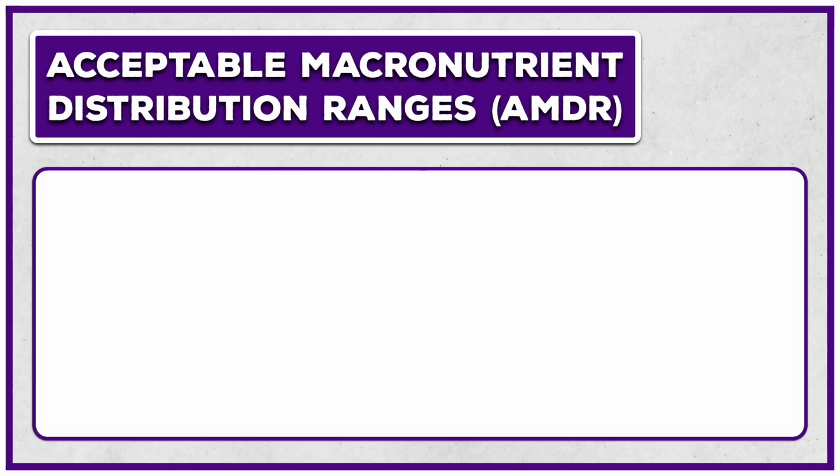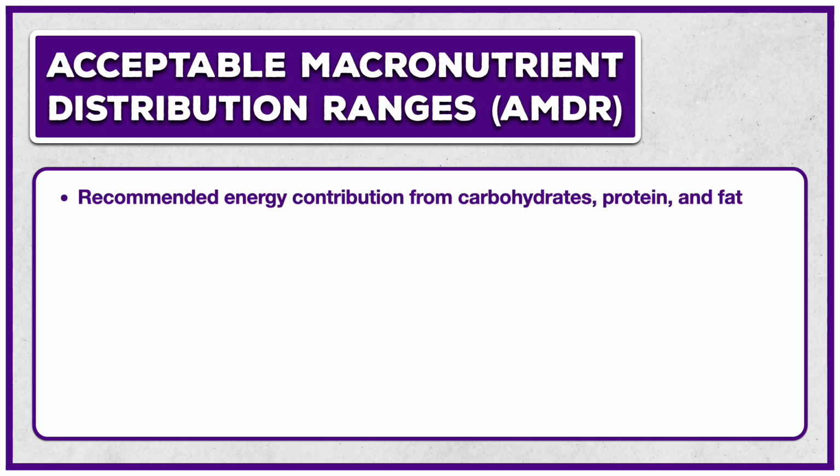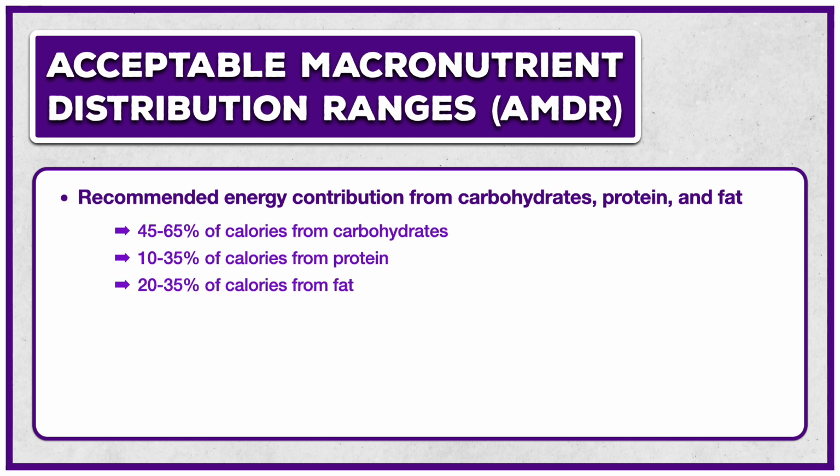Another relevant item from the National Academies is the Acceptable Macronutrient Distribution Range, or AMDR. The AMDR outlines the recommended energy contribution from carbohydrates, protein, and fat. According to the National Academies, 45 to 65% of our diet should consist of carbohydrates, 10 to 35% of protein, and 20 to 35% of fat.